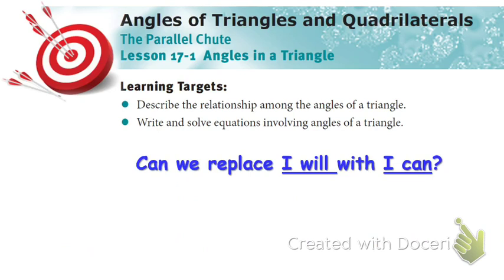So today we took a look at angles in a triangle. When you walk away from this, you should know that the angles in a triangle, when added together, all three angles equal 180 degrees. You should be able to write and solve equations involving angles in a triangle.